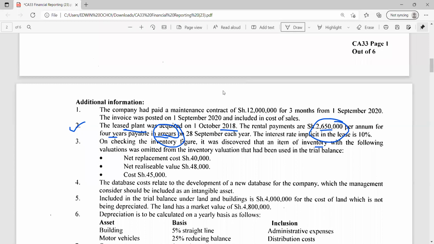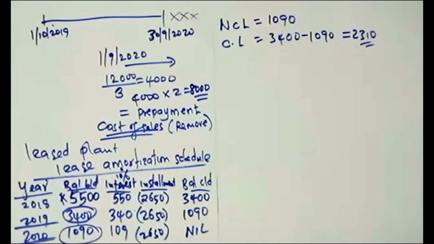Then after that, we have additional information number 3, where they are talking about inventory. So what you need to know is that inventory is measured at the lower of cost and the net realizable value, which is under International Accounting Standards 2. That is why I went ahead to share some notes to your WhatsApp group concerning this aspect of inventory.